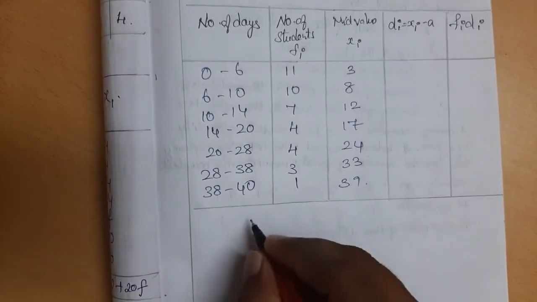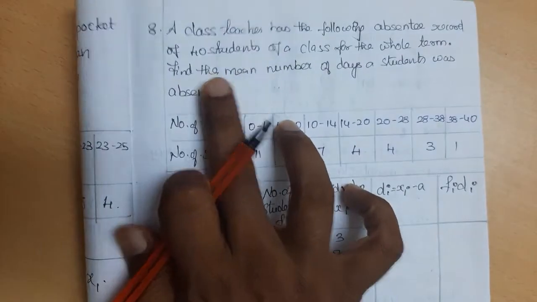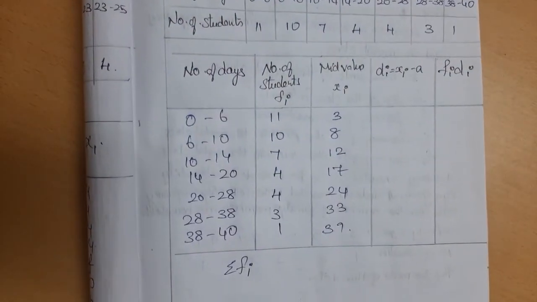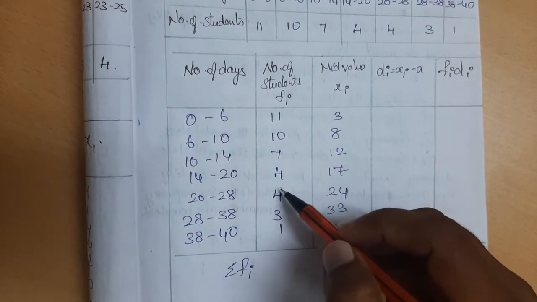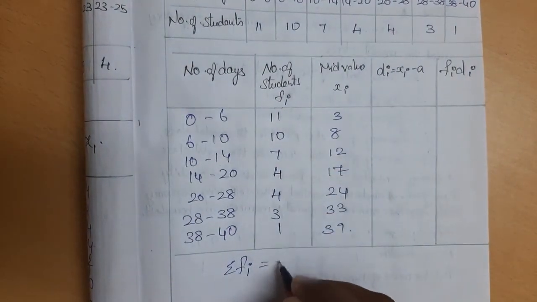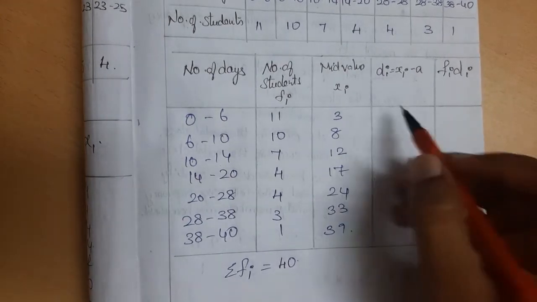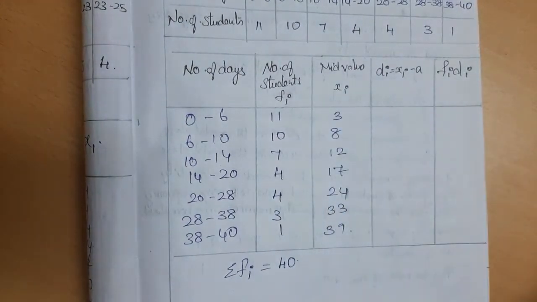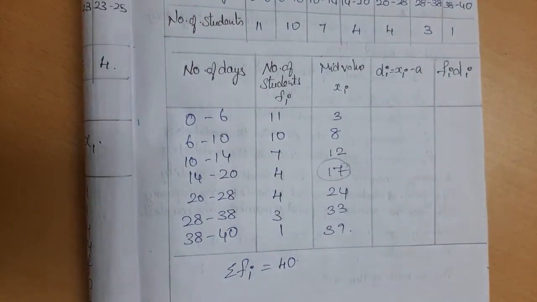So let me first find sigma fi. If we add, it should be 40 as per the question. We can add and check: 10, 20, 21, so we get it as 40. So you can choose the a as the middle of the xi. So 17 is the middle. Let me choose a as 17.